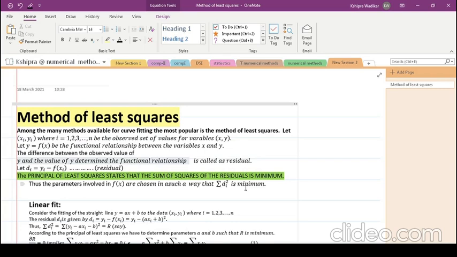Today we will discuss the method of least squares. Among the many methods available for curve fitting, the most popular is the method of least squares.